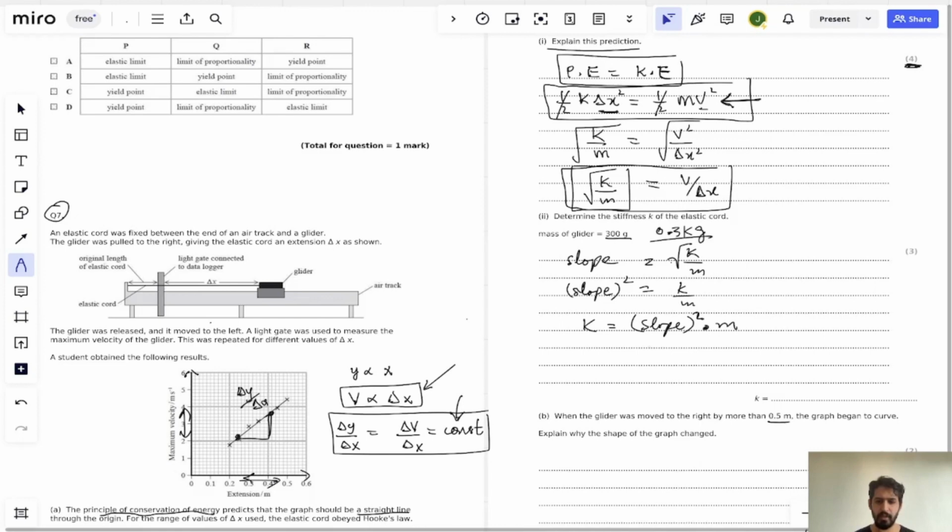The last question is, when the glider was moved to the right by more than 0.5 meters, the graph began to curve. Explain why the shape of the graph changed. The answer is that beyond 0.5 meters, the cord was no longer obeying Hooke's law, which means that stress being proportional to strain, which is the condition for Hooke's law, is no longer valid beyond 0.5 meters. That's why you will not get a straight line and you will get a curved line.